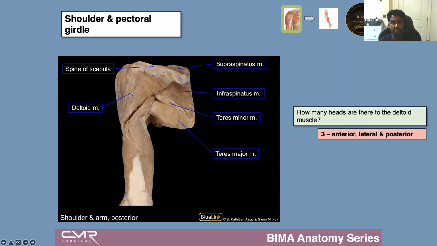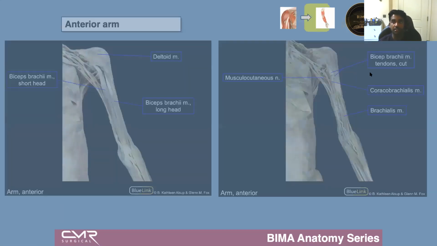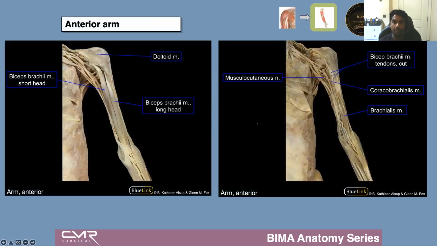Like the infraspinatus, supraspinatus, teres minor, teres major don't exist on the anterior side of the scapula, only on the posterior side. So that's why it's the posterior. So if we carry on, the anterior arm. We mentioned the deltoid with the anterior head of the deltoid.